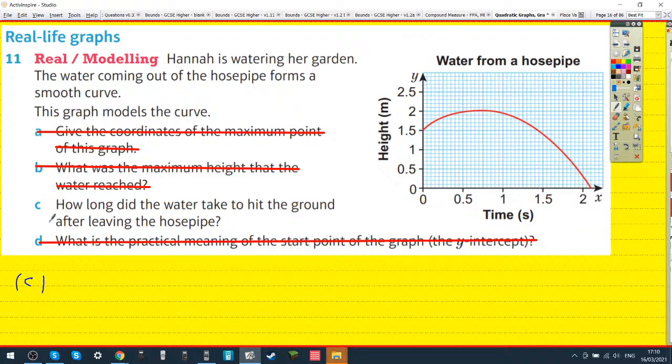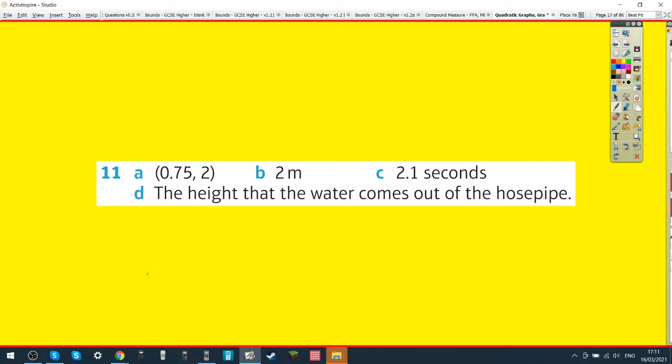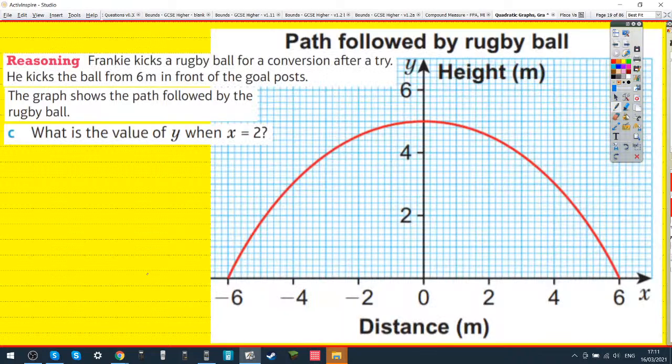How long did the water take? It took like 2.2 seconds. Something like that. I'll say 2.3. Take a guess. Oh, maybe you're right. Maybe it's 2.1. All right, 2.2. 2.1. Okay. Okay, how about this?